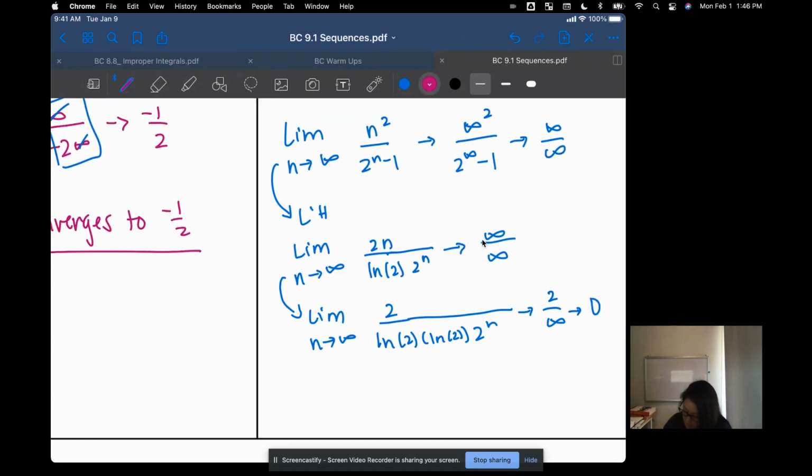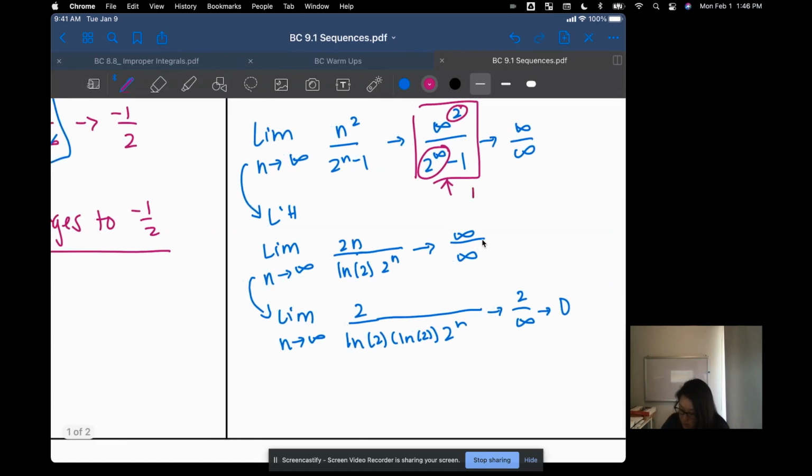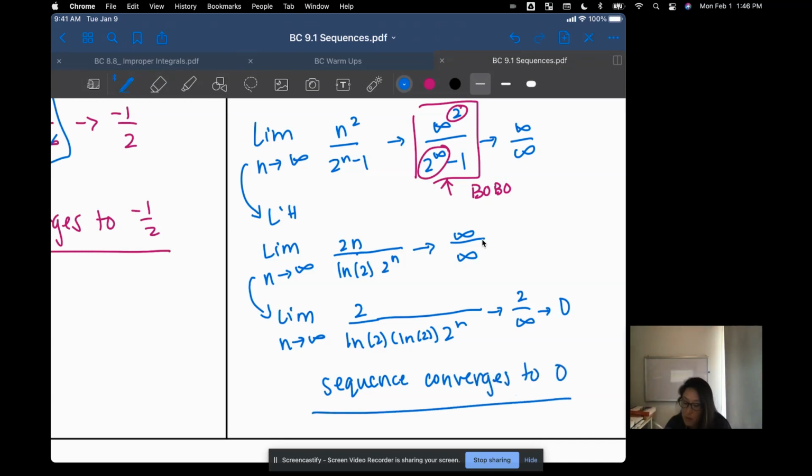Okay, I could have just looked at the beginning here and been like, okay, so I have a quadratic over an exponential. Who increases faster? The bottom increases way faster, so this is a bobo situation. We're bigger on bottom, we're going to approach 0. Okay, so I get that the sequence converges to 0. It's going to a value.